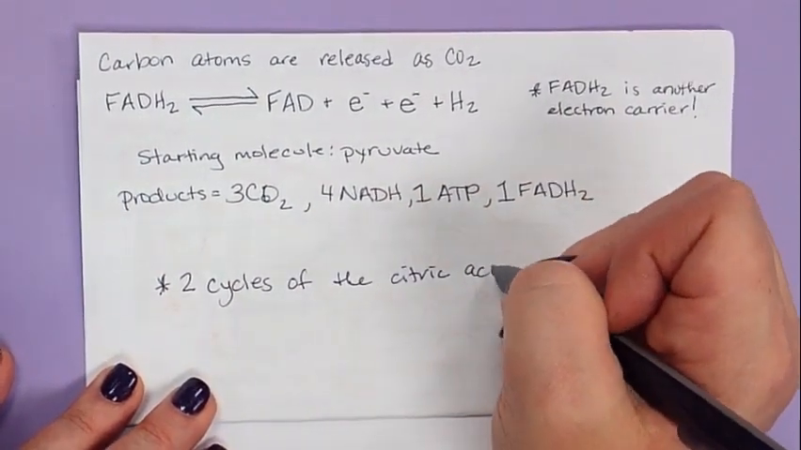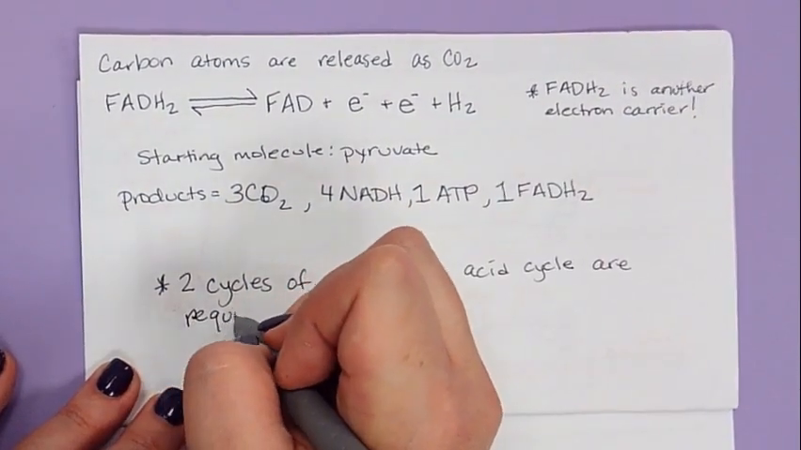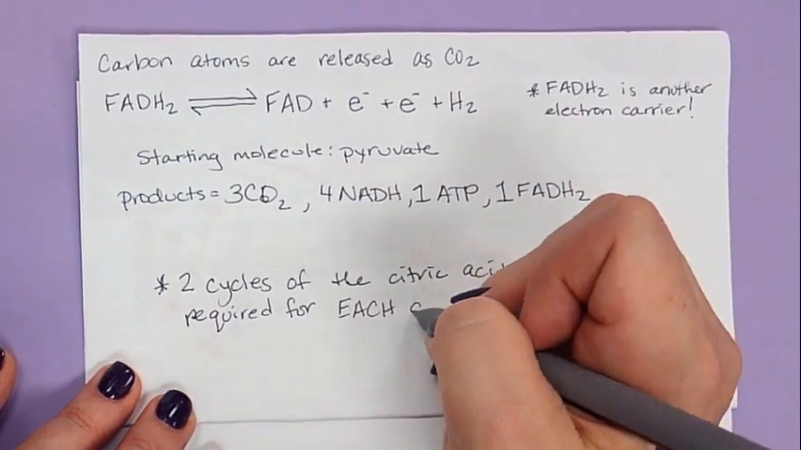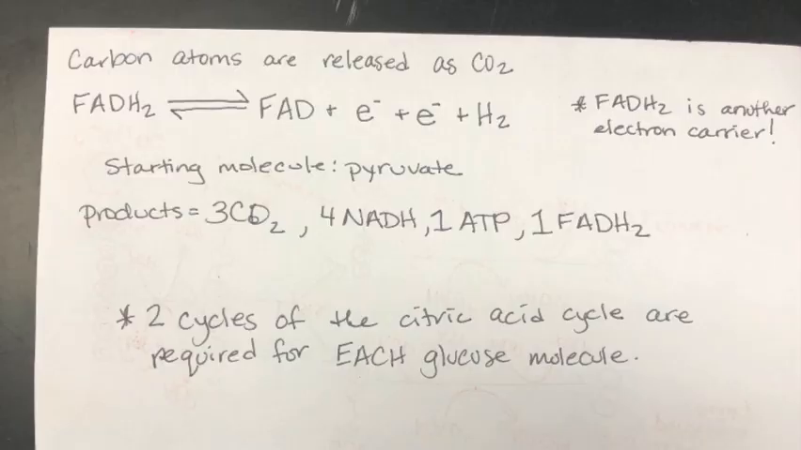It's also really important to remember that our starting molecule for the citric acid cycle is pyruvate. And as one pyruvate is broken down, we get 3 carbon dioxides, 4 NADHs, 1 ATP, and 1 FADH2. But we need to remember, how many pyruvates did we make from 1 glucose? Well, we made 2 pyruvates. So that means 2 cycles of the citric acid cycle are required for each glucose molecule.